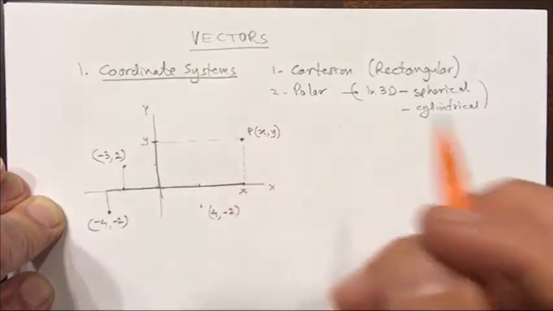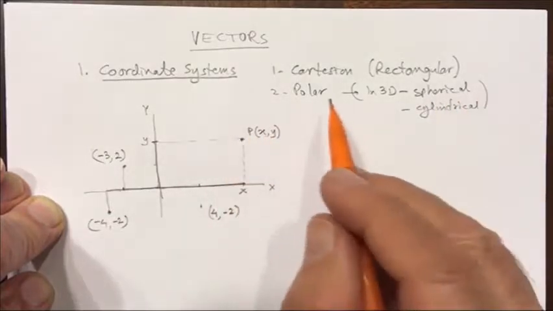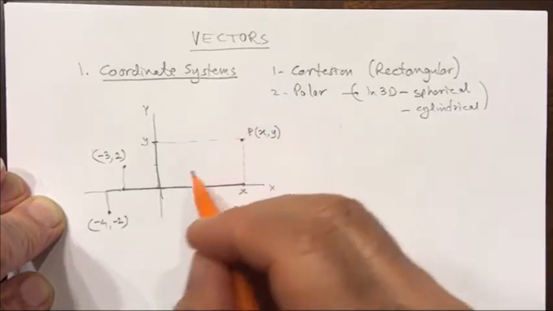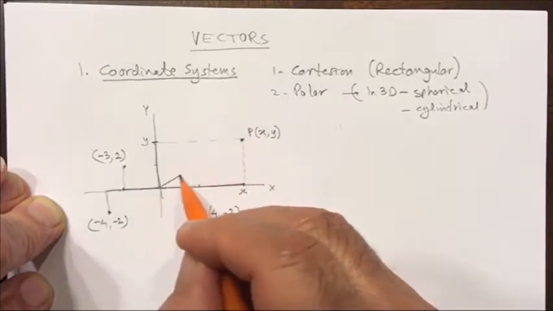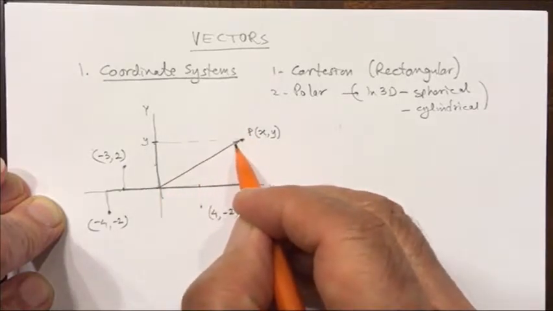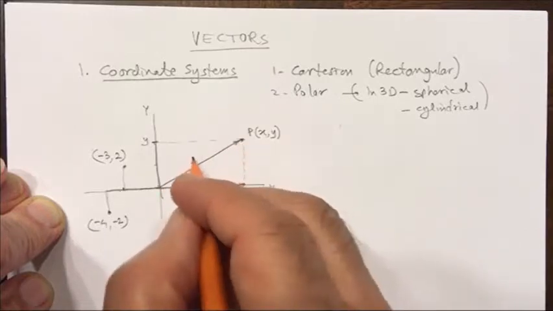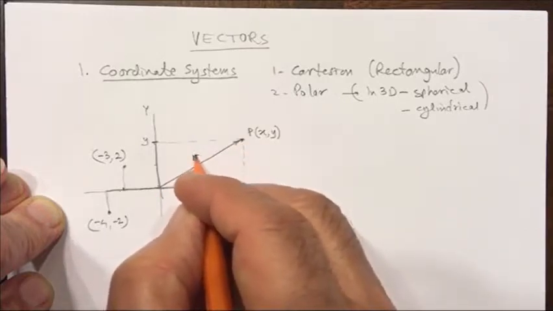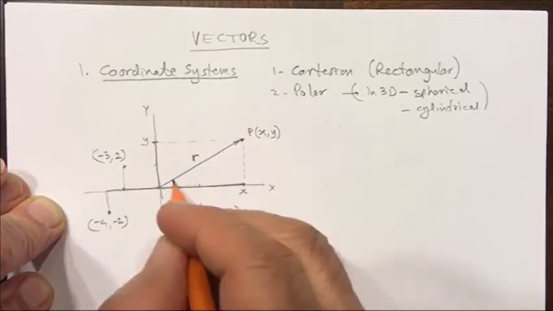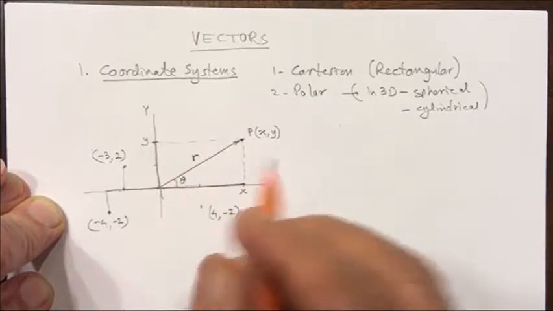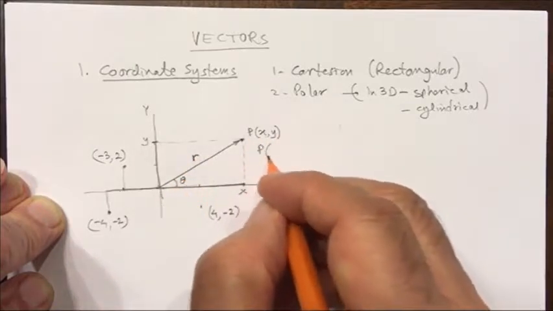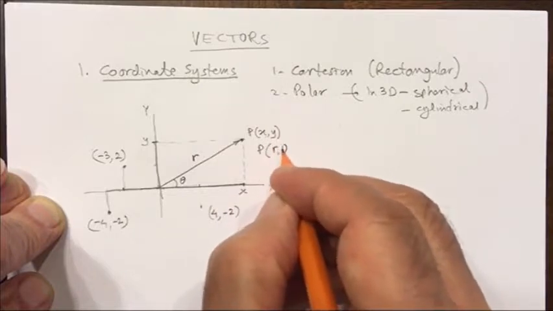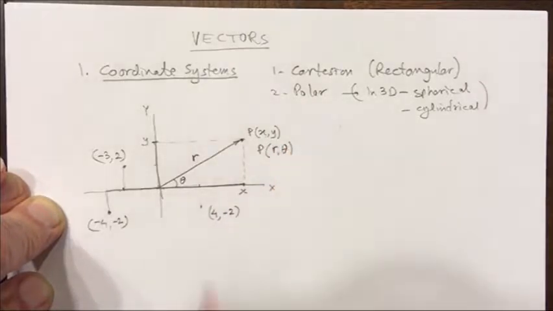So this is the Cartesian system, and if we want to do the polar system on the same graph, we draw a line from the origin to that point. This length is r, and the angle is theta. And this point, P, can also be written as r theta. So r becomes the distance from the origin, and theta becomes the angle with the positive x-axis.